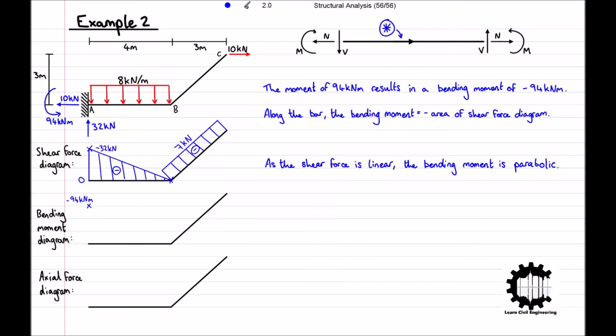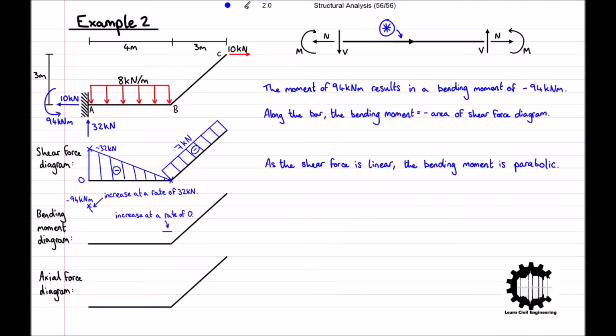Also remember that the slope, i.e. the gradient of the bending moment, is equal to the shear force. So at point A, the slope of the bending moment will increase at a rate of 32 kN, and then, at point B, the slope of the bending moment will be flat, as along bar AB, the shear force at point B is equal to 0.